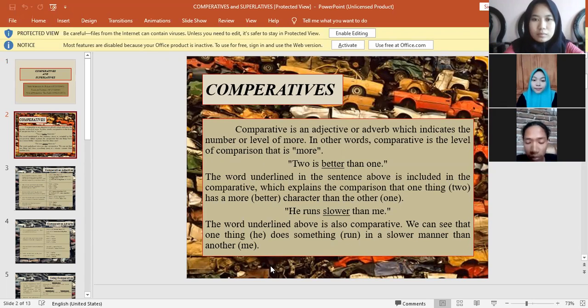Comparatives. Comparative is an adjective or adverb which indicates the number or level of more. In other words, comparative is the level of comparison that is more. For example, 2 is better than 1. The word underlined in the sentence above is a comparative, which explains the comparison that one thing has a better character than the other one. He runs slower than me. The word underlined above is also a comparative. We can see that one person does something, runs, in a slower manner than another, me.